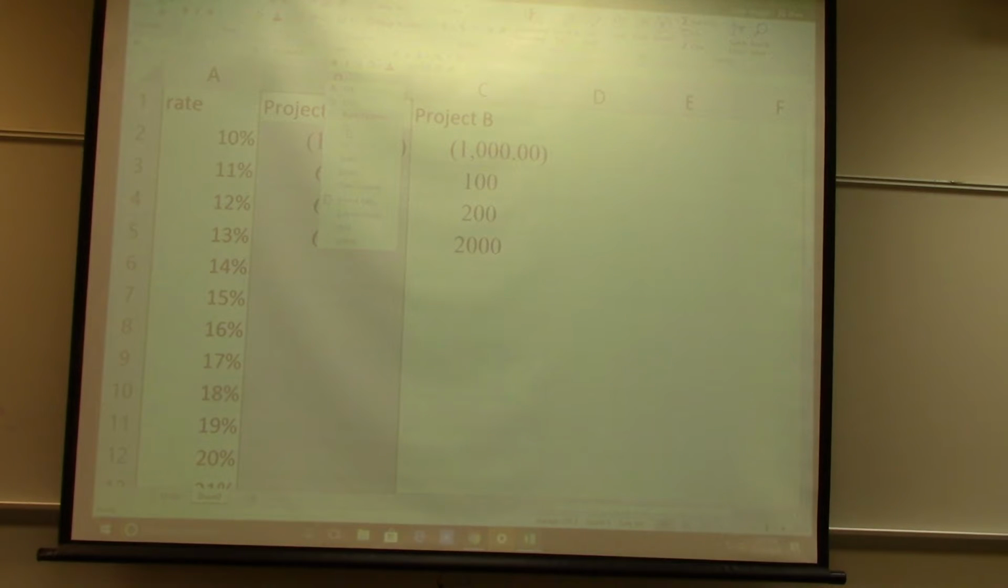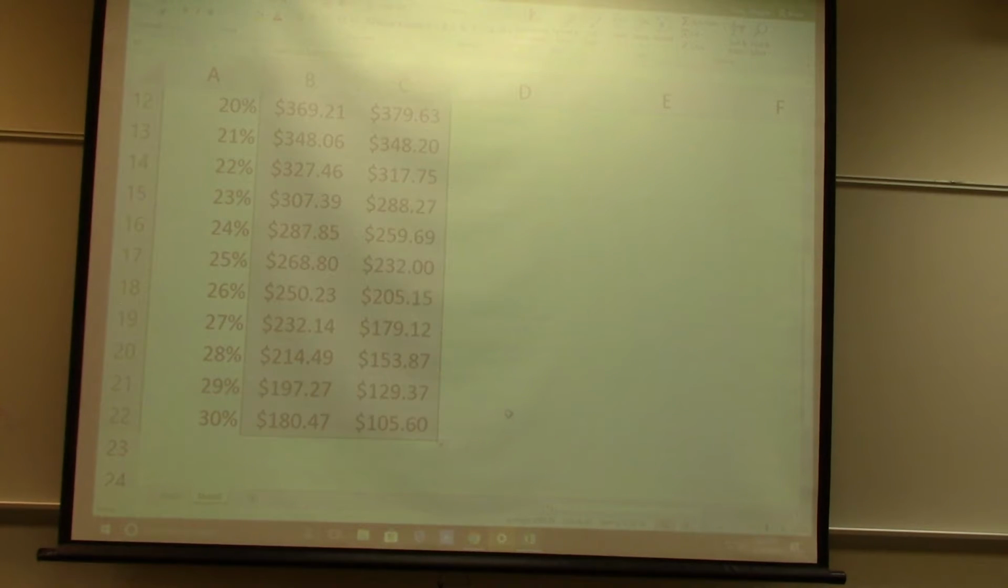Let me quickly show you. If you can follow me, you can do this too with me. So I'm just calculating NPV. This is a rate, and then I'm changing the rate and calculating the corresponding NPV. And here it is. You see at around 21%, the two projects' NPVs are the same. So this is the crossover rate.